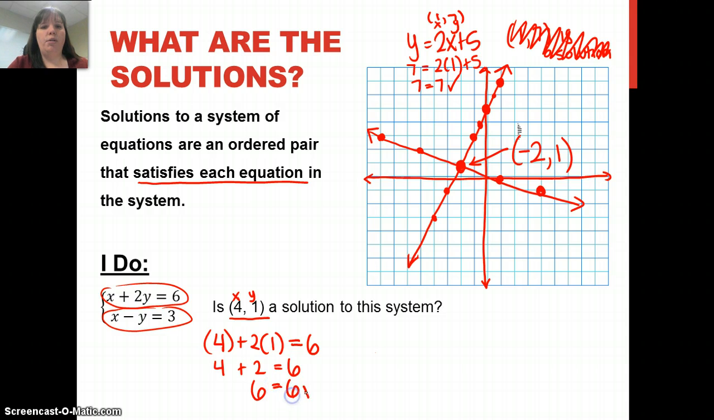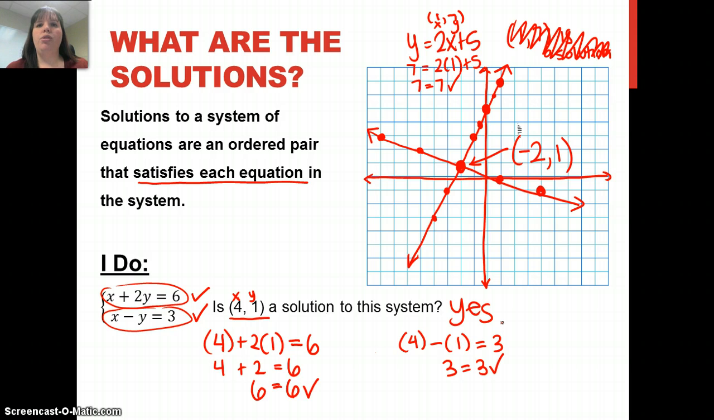6 equals 6. So yes, it's a solution to the first equation, so I'm just going to check that off to make sure I keep track. And if I plug it into the second equation, 4 minus (1) equals 3. Is 4 minus 1 3? You betcha. So that means yes, it is a solution to the second equation. So is it a solution to the system? Yes. If it were a solution to only one of the equations or to neither, that would mean it's not a solution to the system.